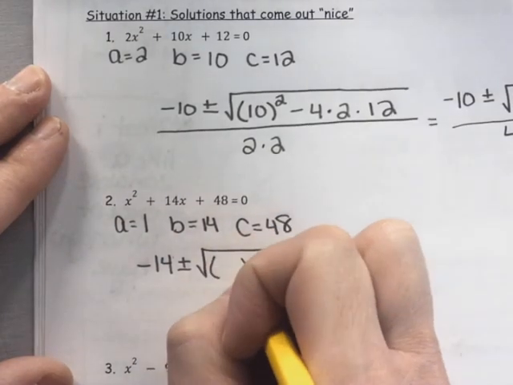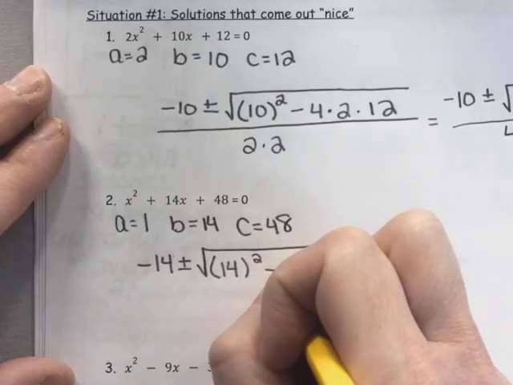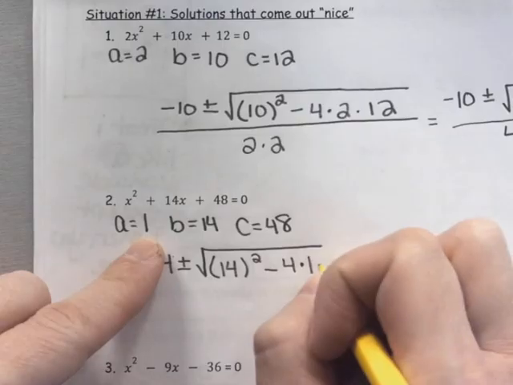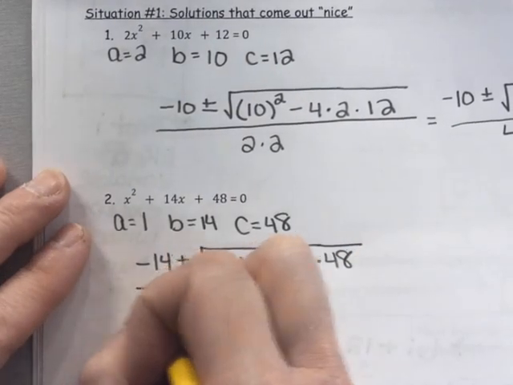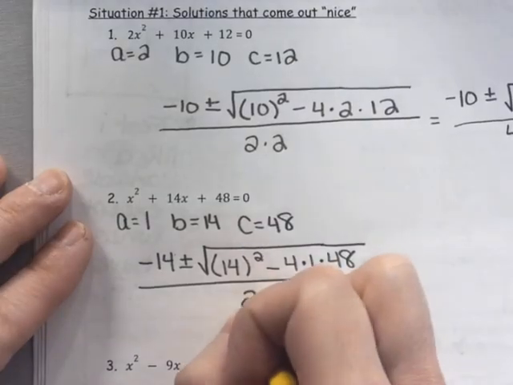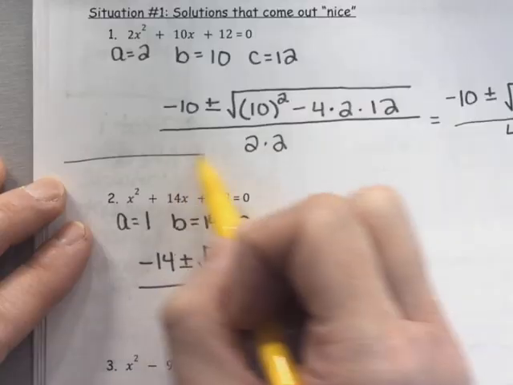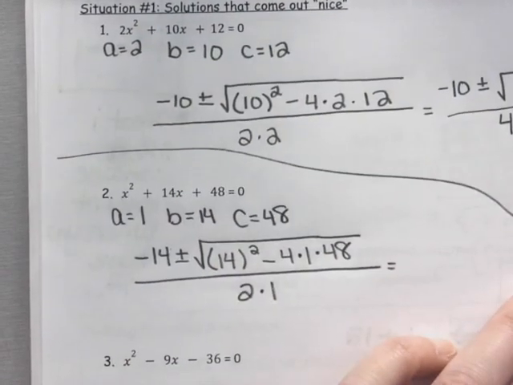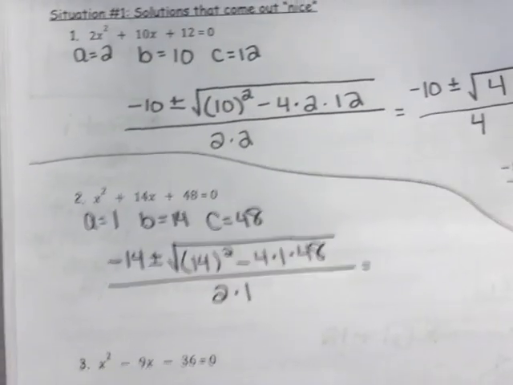What's my B again? 14. Minus 4 times A times C, all over 2 times A. Whew, it's a lot of stuff. I'm also going to kind of section this off so I can make sure I can tell what goes with what for these problems.